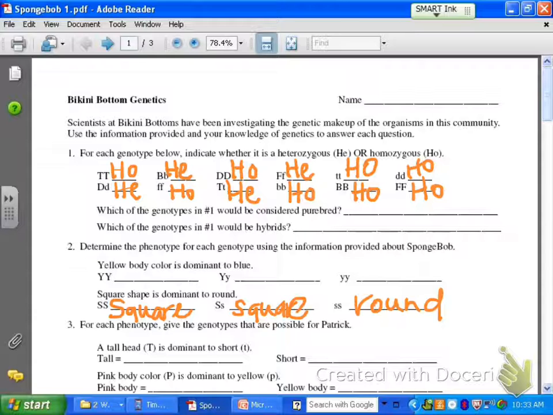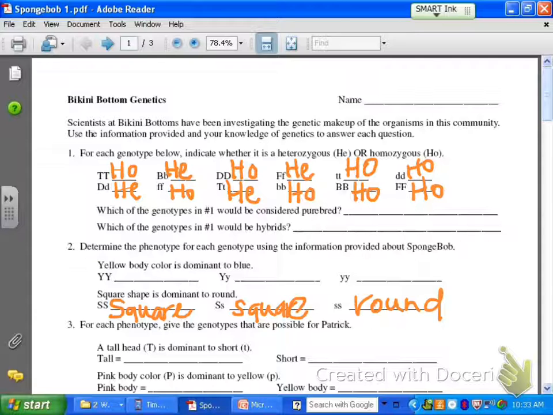All right, let's take a look at number 3. We're doing the opposite of what we did for number 2. Instead of taking the genotype and labeling the phenotype, we're going to take the phenotype and label it with genotypes. A tall head is dominant to short head. What were the genotypes for tall? Kaylee? Big T, little t, big T, big T. Very good. And what were the genotypes for short? Tyler? Little t, little t.